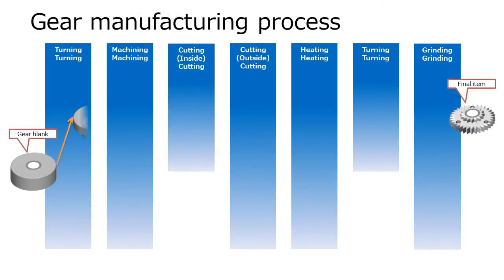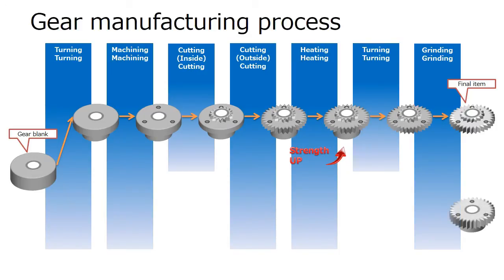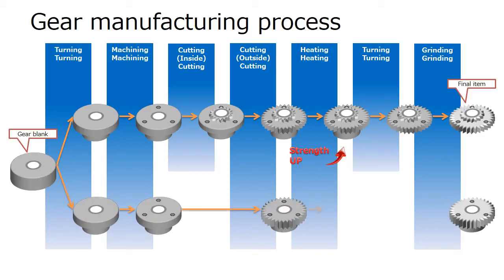The production of gears involves three main processes, namely the cutting process to make the intermeshing teeth of the gear, the heating process to increase gear strength, and the grinding process to increase gear accuracy. However, gears come in various shapes according to the application, and the processes that are required differ depending on the type of gear that is ordered.